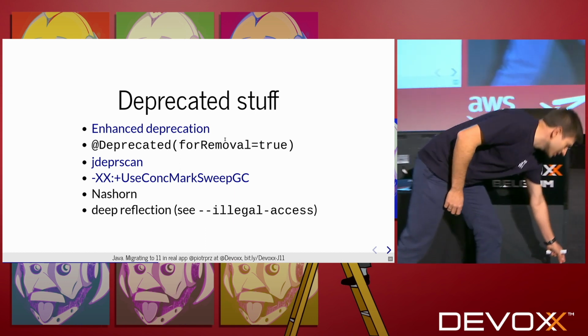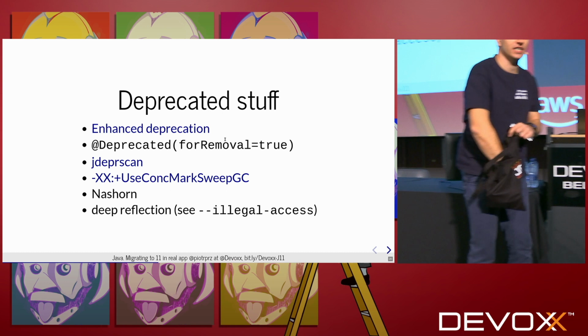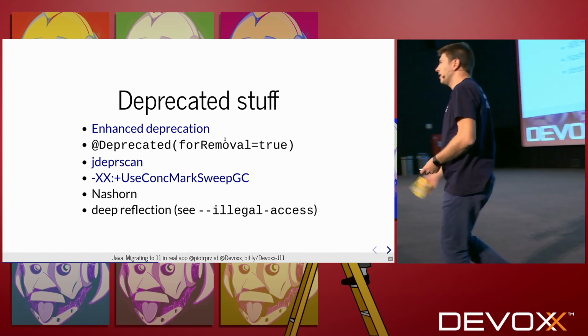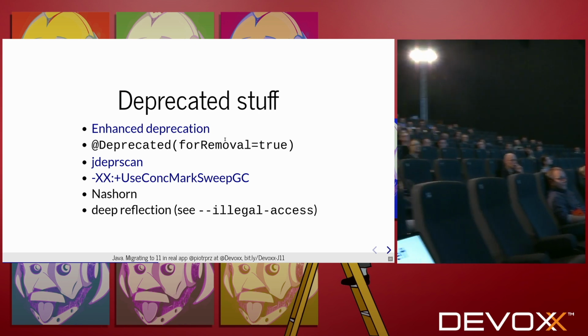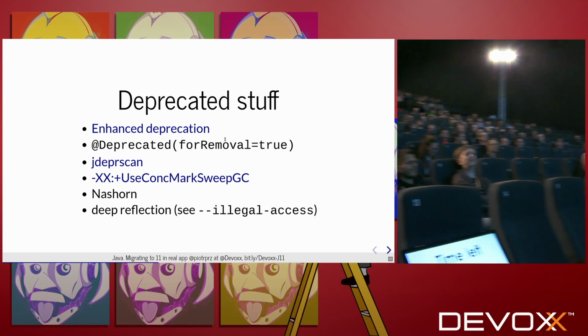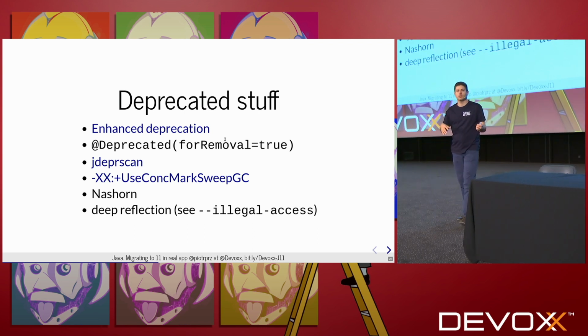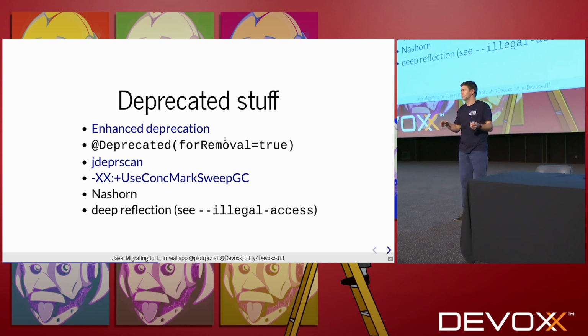The difference between shallow reflection and deep reflection is more like this. Shallow reflection happens when you just call stuff by name. But let's say you want to instantiate a public class or call a public method. This is called shallow reflection.